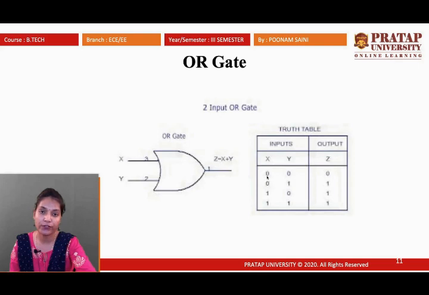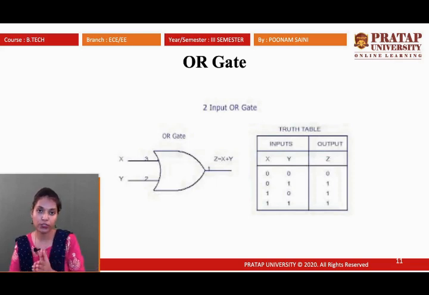In the inputs, if X is 0 and Y is 0, then the output should be 0. If X is 0, Y is 1, then the output is 1. If X is 1, Y is 0, then Z is 1. If X is 1, Y is 1, then Z is 1. So 0 plus 0 is 0, 0 plus 1 is 1, 1 plus 0 is 1, 1 plus 1 is 1.